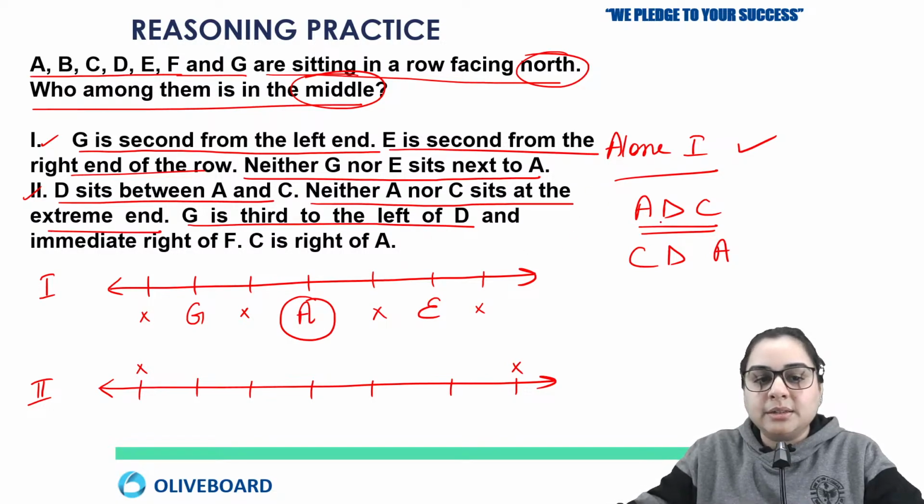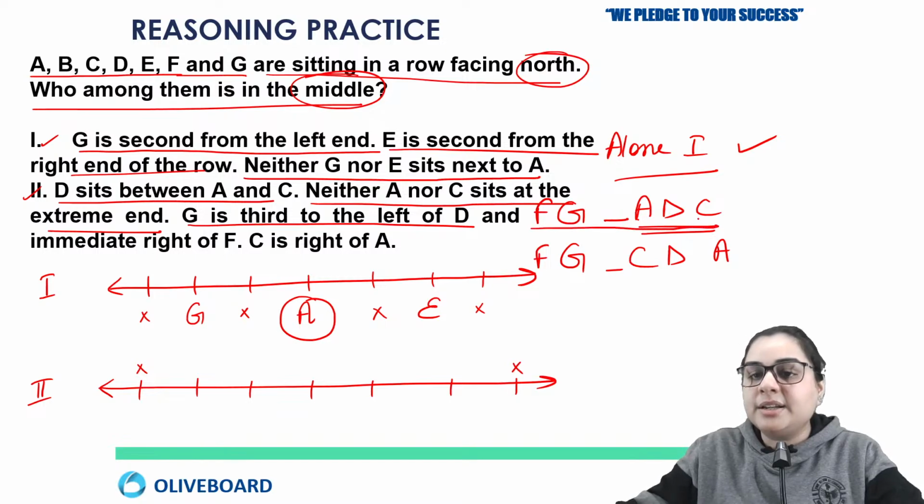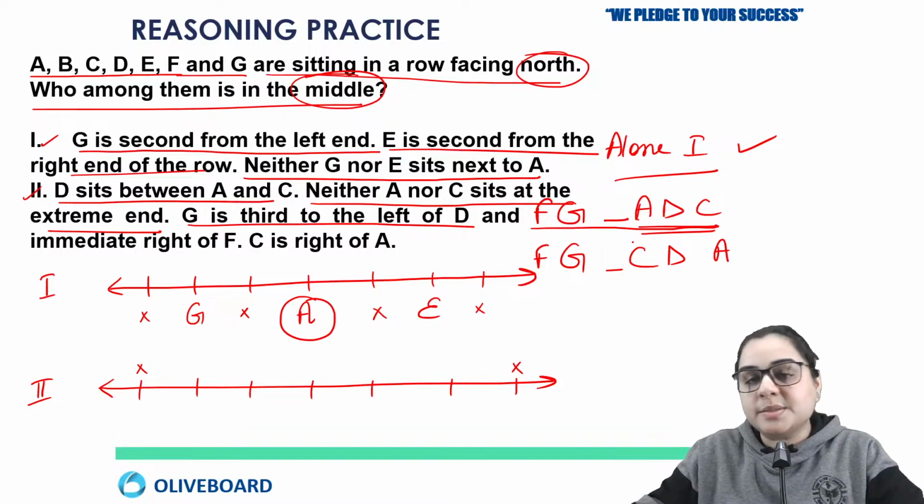Next we have that G is third to the left of D. So towards left 1, 2, 3, so here I should be writing G. In the second case also, here I should be writing G, that G is third to the left of D and immediate right of F. Now G is right of F, so here I should be writing F. So in a sequence, you can see that it is FG-ADC. So this information is taking how many positions? This is taking 6 positions.